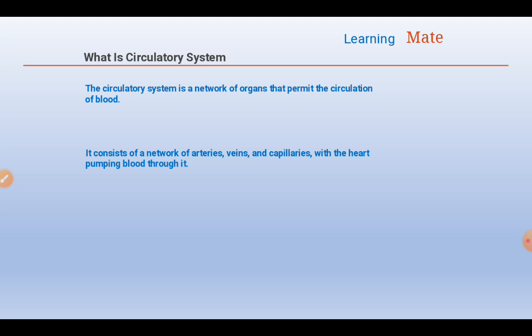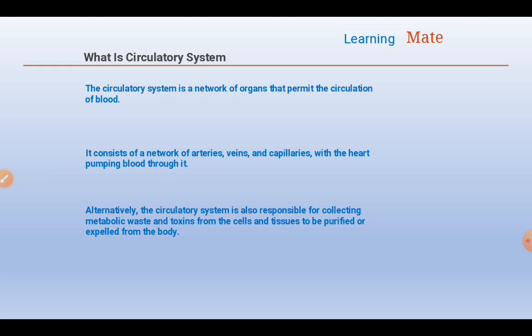What actually then is the circulatory system? The circulatory system is a network of organs that permits the circulation of blood. It consists of a network of arteries, veins, and capillaries, with the heart pumping blood through them. Alternatively, you can say that the circulatory system is responsible for collecting metabolic waste and toxins from the cells and tissues and either purifying them or expelling them from the body.